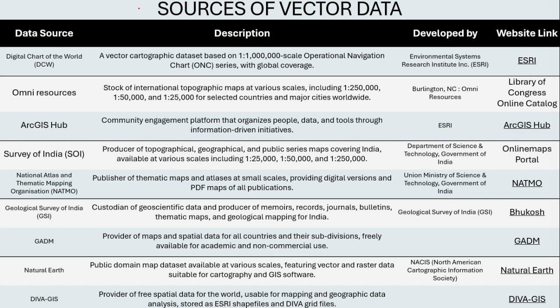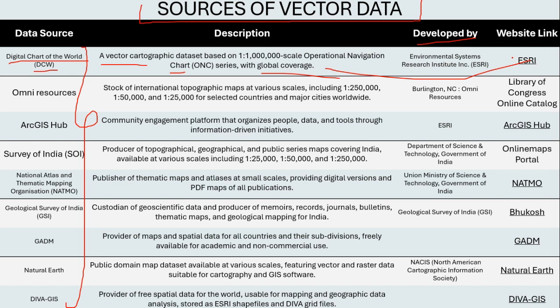Then we have a table of sources of vector data, showing the major sources from where we can get vector data. Firstly, here is a table where there are some sources. First is the Digital Chart of the World, known as DCW. It is a vector cartographic data set based on the 1:10 lakh scale Operational Navigation Chart ONC series with global coverage. This data set is developed by Esri, and you can get it on the Esri website.